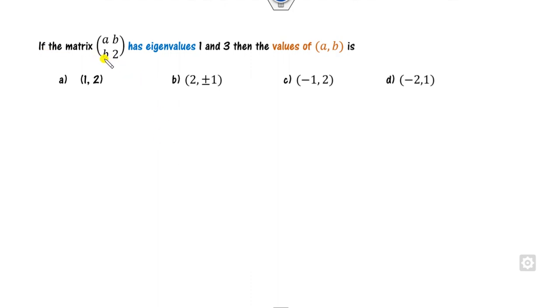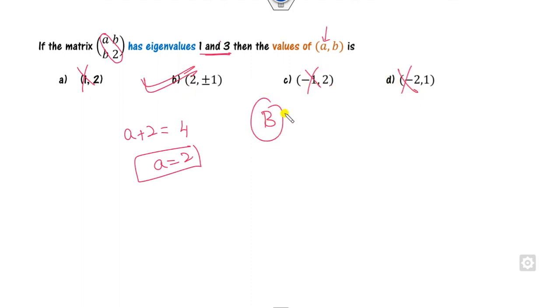Okay, so if the matrix A has the eigenvalues 1 and 3, what is a possible pair? The sum of the eigenvalues will be 4, and the sum of the eigenvalues is the trace. So what is my A? A is my first component. This option cancels, this option cancels, this option cancels. The right answer is only B.